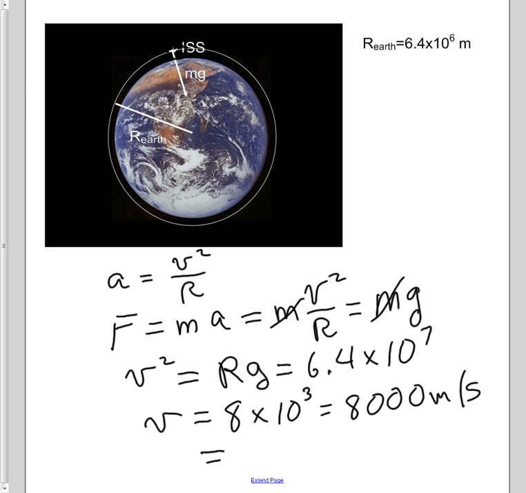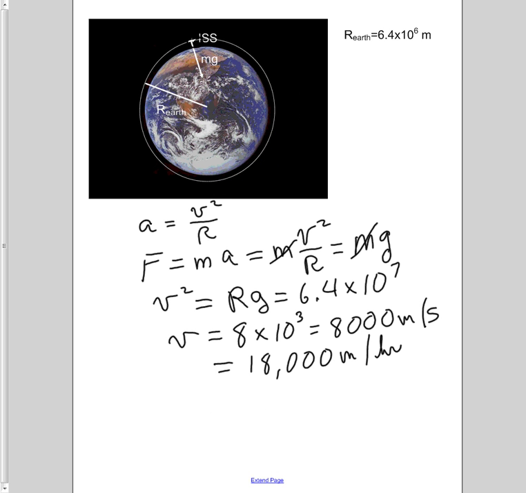And let's put that into something which we can have a feeling for. This is about 18,000 miles per hour. Okay, that's how fast you have to get something moving in order for it to go into Earth orbit.